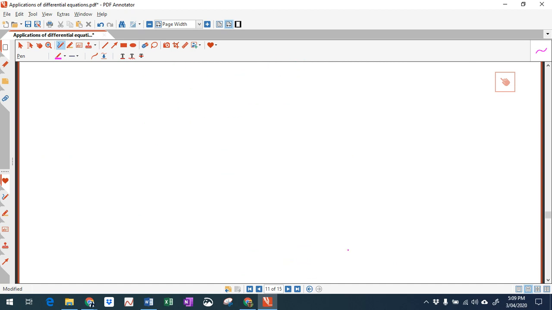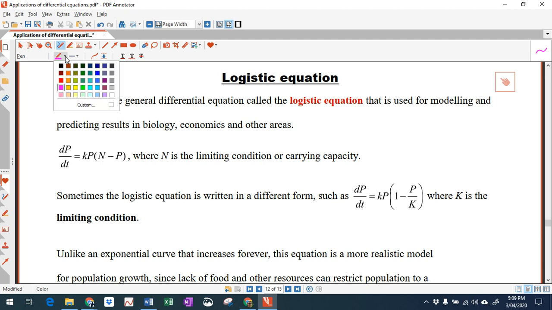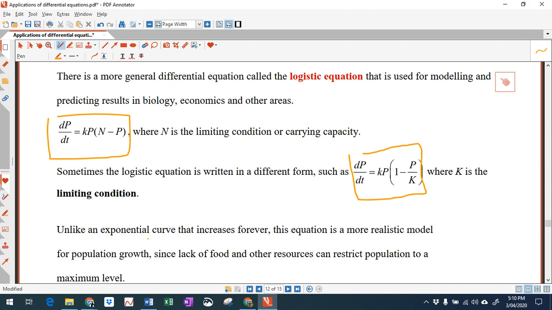Okay, so let's have a look at the last bit, the logistic equation. Now this is a more general differential equation, and it's used for modelling and predicting results in biology, economics, and other areas. Here's your logistic equation, where N is the limiting condition or carrying capacity. Sometimes the logistic equation is written in different forms, so this could be another way of seeing it, and K is your limiting condition.